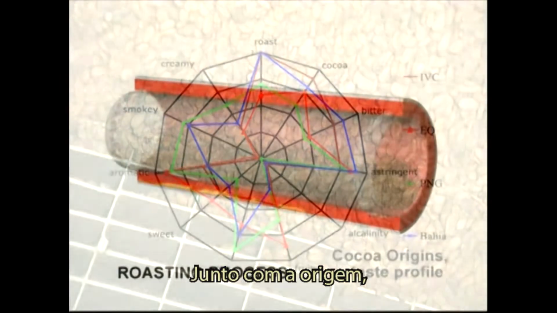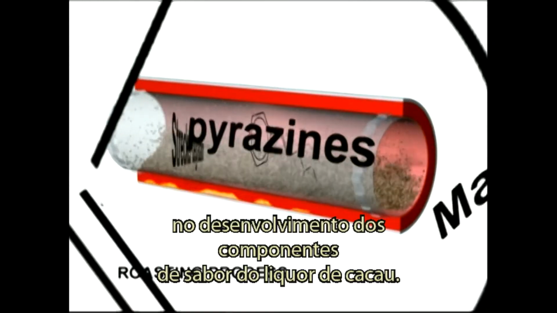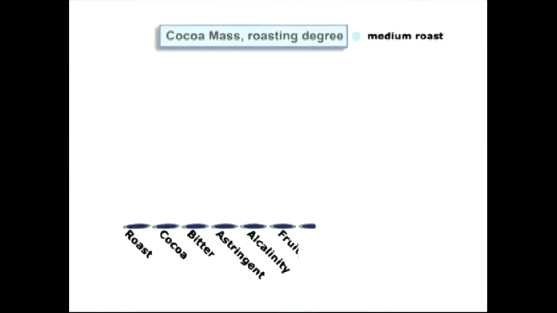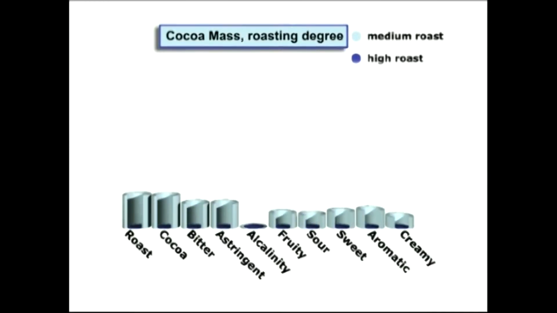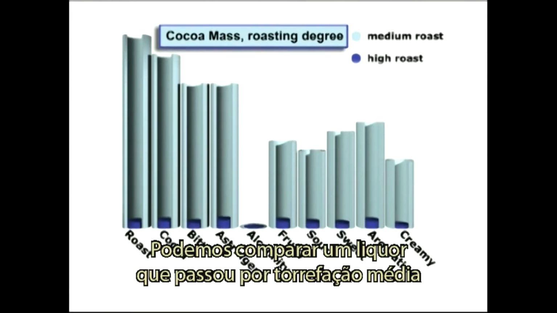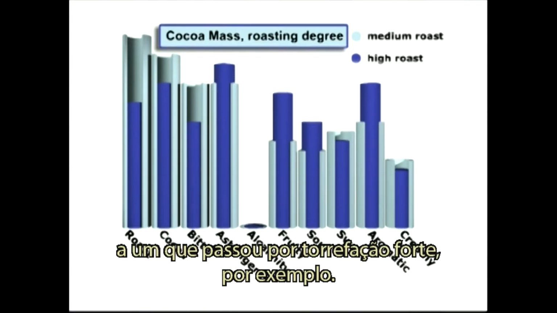Next to origin, the roasting process is also a factor, greatly determining the development of the flavor components of the cocoa mass. Differences during the roasting processes will lead to differences in flavor profiles. A comparison between a medium and a strongly roasted cocoa mass may serve as an example.